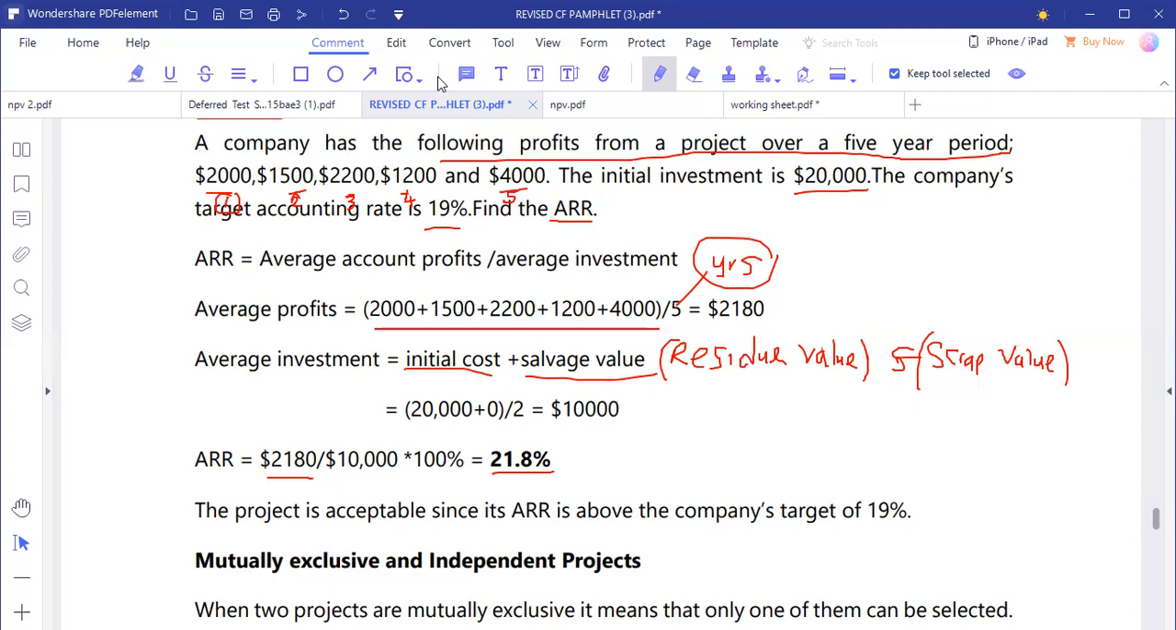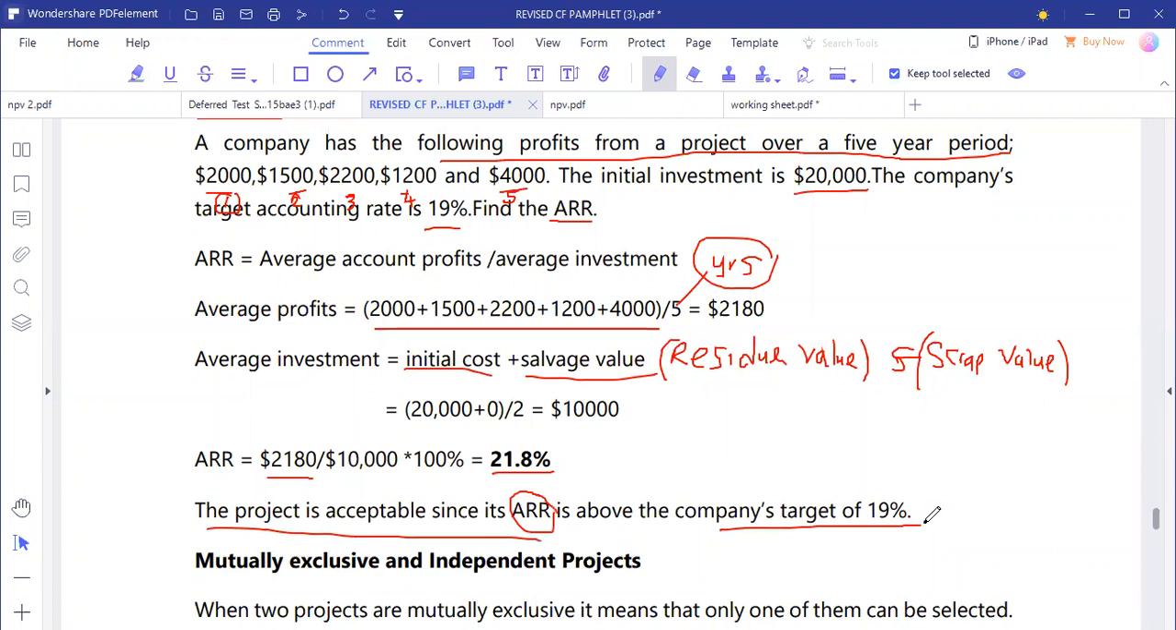All right. So the project is acceptable since the accounting rate of return is above the company's target of 19%. All right. This is about.